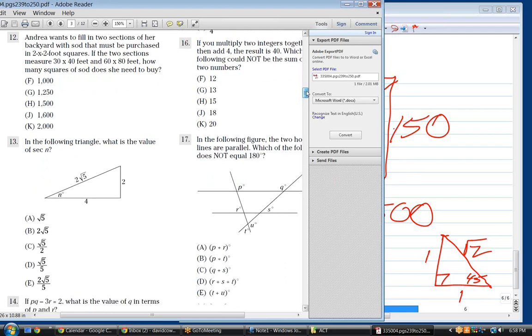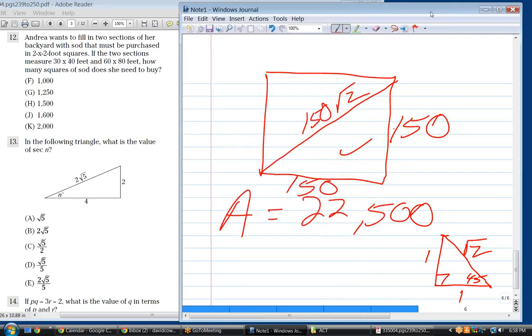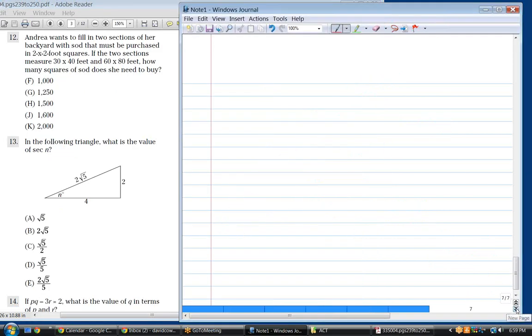All right, let's try one more. So, wait, 13, right? 12. 12? Oh, sorry. I thought it was an area problem. I thought it was one already there. Andrew wants to fill in 2 sections of the vacuum sod. So, wouldn't you just do 30 times 4? Yeah, there's an easy way and a hard way to do this problem. Let's do it the easy way.